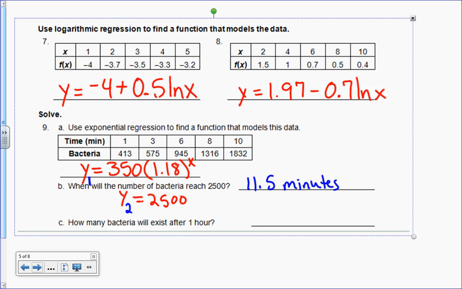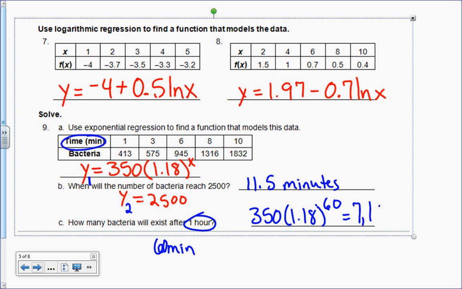Now the next question is, how many bacteria will exist after 1 hour? Well, 1 hour is 60 minutes, and minutes are the x values. So to figure that out, you take the original equation, 350 times 1.18 to the x, and instead of x, you put a 60 in there, and you calculate it out. So go back to your home screen, and you type in 350 times 1.18 to the power of 60, and it gives you 7,194,299 if you're rounding. 7,194,299 bacteria.